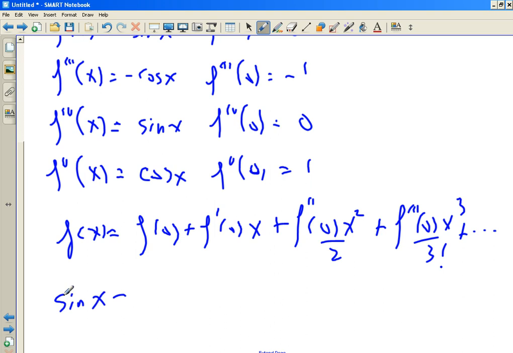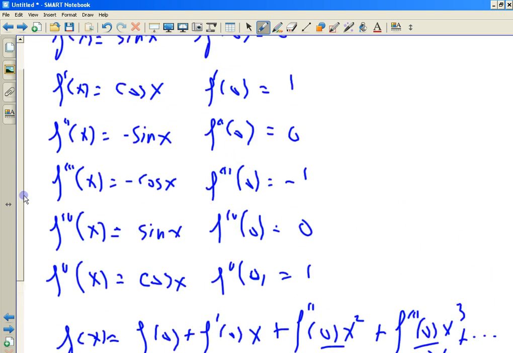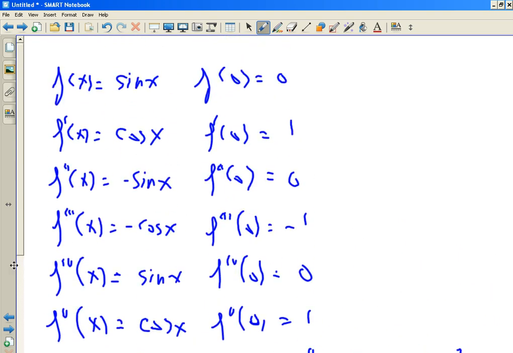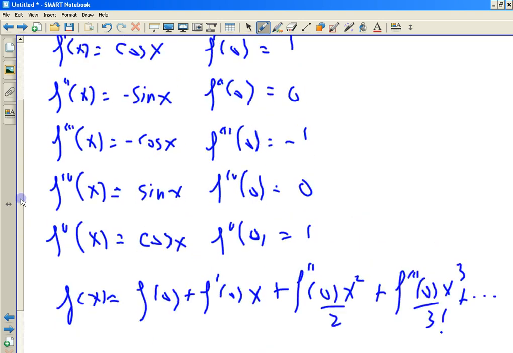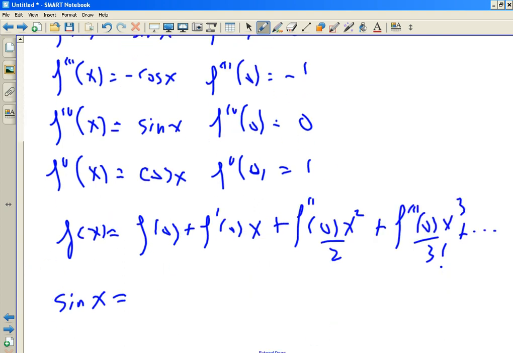Sine of x is, all right, now the f of 0 was 0. So this term drops out. And f double prime drops out. And f quadruple prime drops out. So focus only on the odd powers. All right, this was 1, this was negative 1, and this is not going to repeat. 1, it's going to be negative 1 again. Okay? So I'm getting 0 plus 1x plus 0 minus x cubed over 3 factorial plus 0.